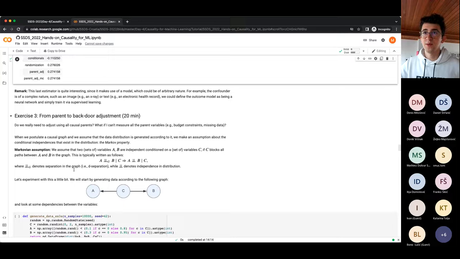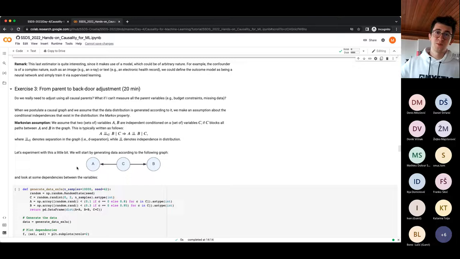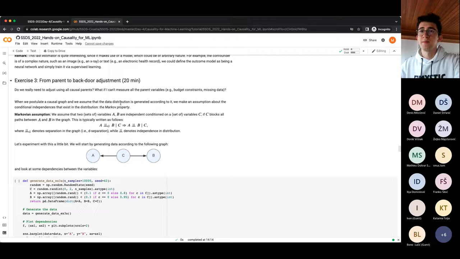Now we are going to exercise 3. We do the same thing as we did with the randomization and the parent adjustment, but again from a different perspective. This time we go from parent to backdoor adjustment. Therefore, we also look at a slightly different graph, because in the previous case, parent adjustment and backdoor adjustment would have been the same. Here it is not, so we'll consider that one. I'll start the timer again, and have fun.